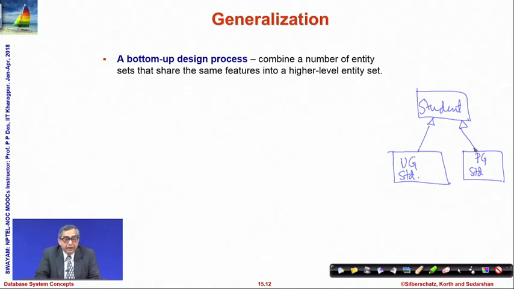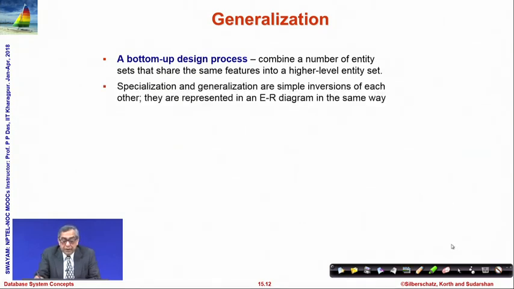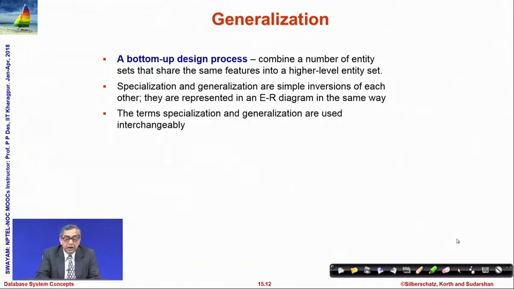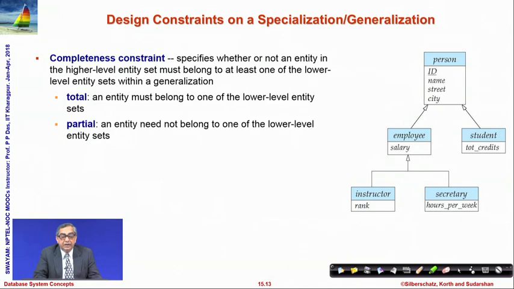So, all that you are doing is, instead of going top down, you are going bottom up in the whole approach. If you do that, then you can easily see that specialization and generalization are inverses of each other, and they are used interchangeably in entity relationship design.